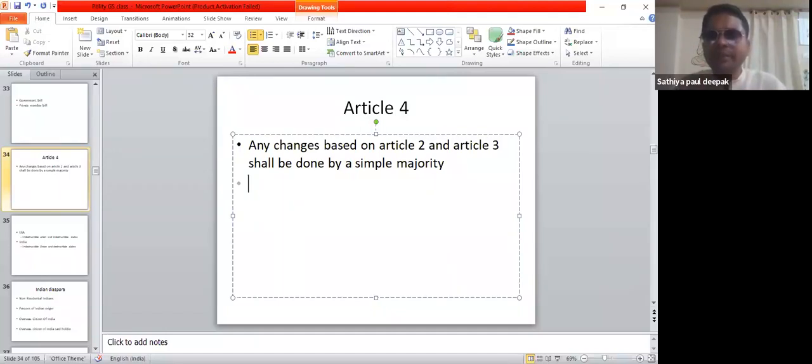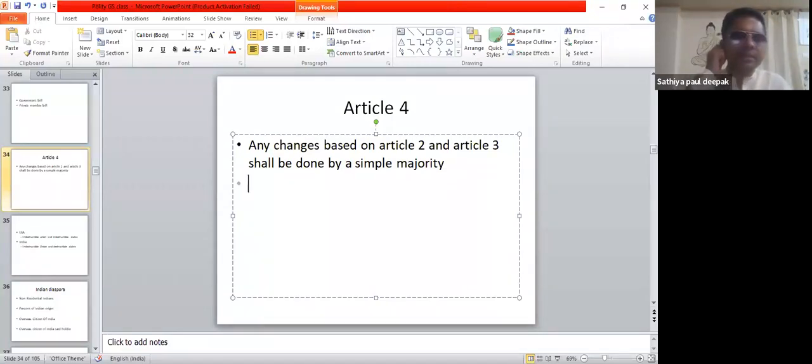Okay, so that is why in 1956 they did the state reorganization. Many states like Kerala, Karnataka, and Andhra Pradesh were created in 1956 in the States Reorganisation Act. It was passed by a simple majority. So you are making it easier for the government to make the changes.